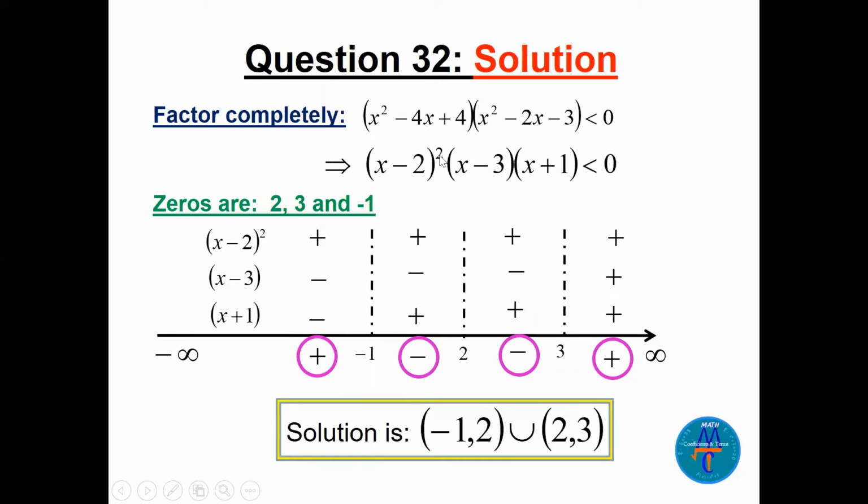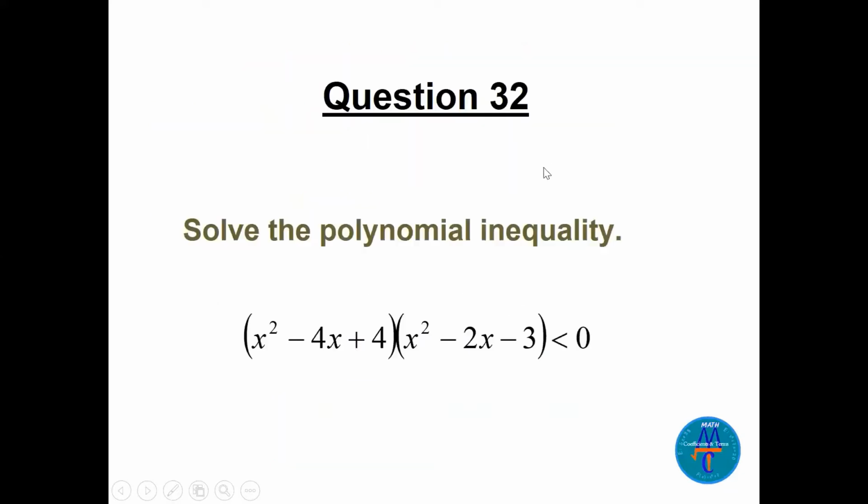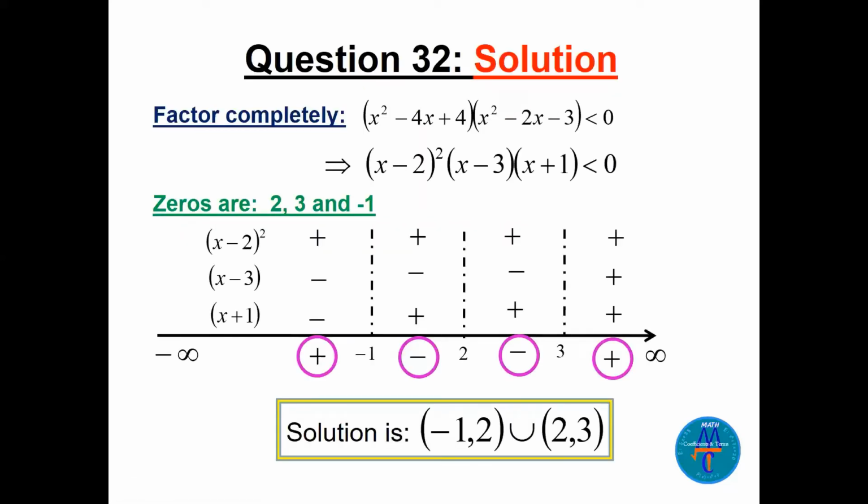This is x minus 2 all squared. This is x minus 3. This is x plus 1. You see the first one here is a perfect square. This is x squared minus 2x minus 3. It becomes x minus 3 times x plus 1. So I find the zeros: 2, 3, and minus 1.